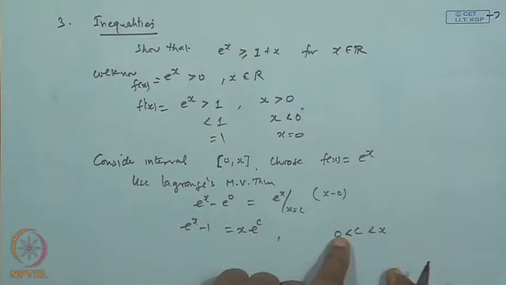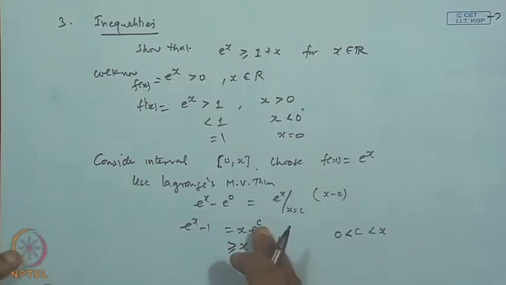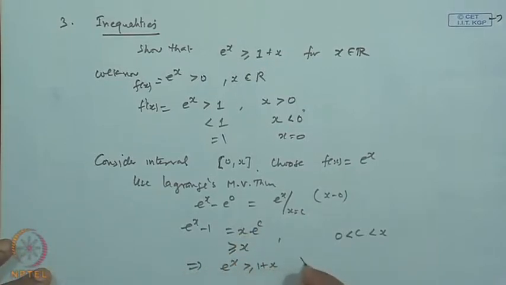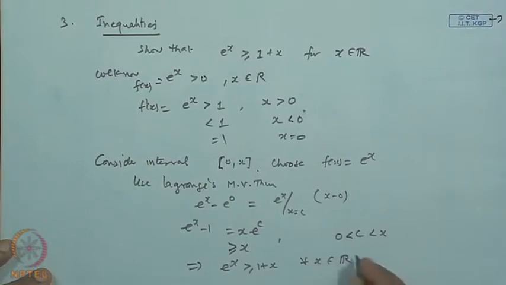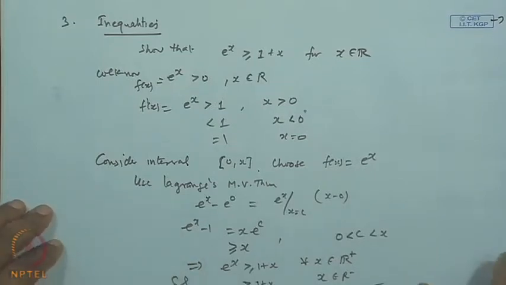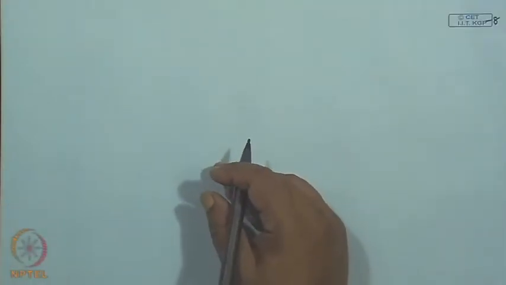C is greater than 0. So, e to the power c will be greater than 1. So, it is greater than or equal to x. At the most, when c is equal to 0, it is 1. So, this shows e to the power x is greater than or equal to 1 plus x for every positive x belonging to R. Now, similarly, we can show it is true for negative x, greater than or equal to this. Hence, for all R it is true. So, this can be shown. This inequality we can also establish using the mean value theorem.